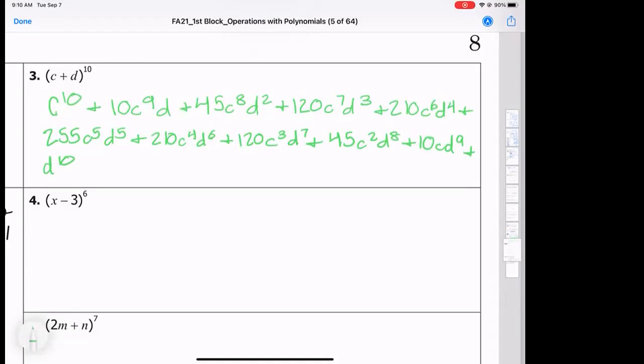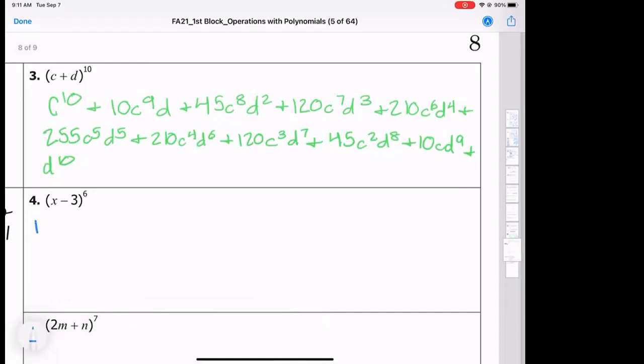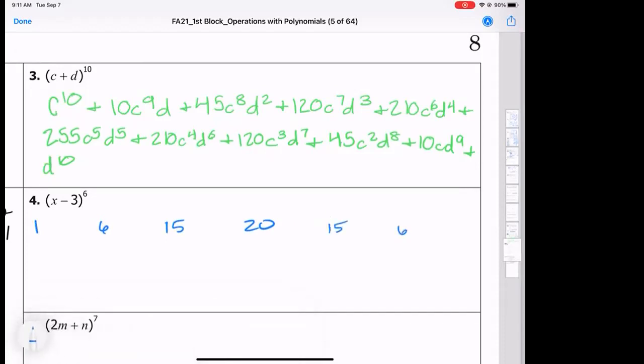So what happens when you do have something other than a +1 as your coefficients? It gets messy. Well, we know that we're going to the 6th row on the triangle, correct? So what are our coefficients for that row? 1, 6, 15, 20, 15, 6, and then 1.